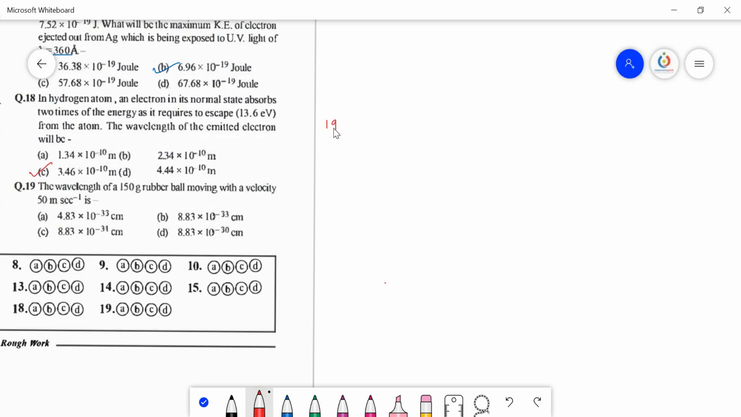Let's solve question number 19. The wavelength of a 150 gram rubber ball moving with a velocity of 50 meters per second is. So the mass of the rubber ball is given, and velocity is also given. They are asking the wavelength, so just like de Broglie's wave equation, lambda equals h by m into v. So velocity is given here, 50 meters per second. Because if you want to take the mass in grams, you have to convert it into centimeters per second.